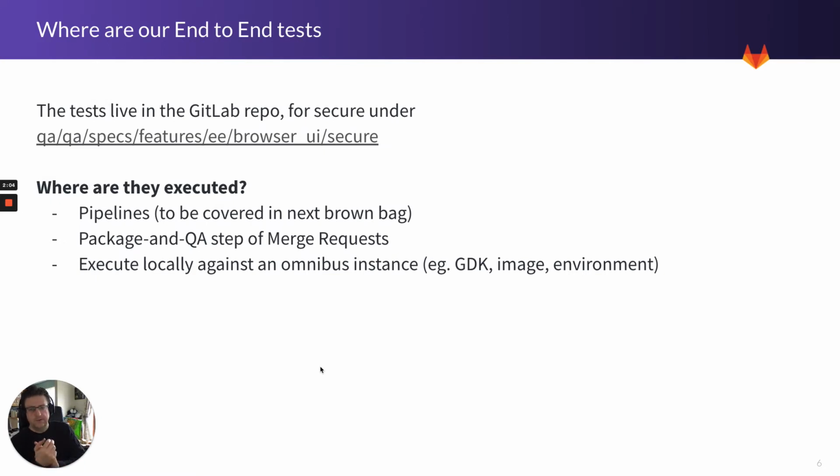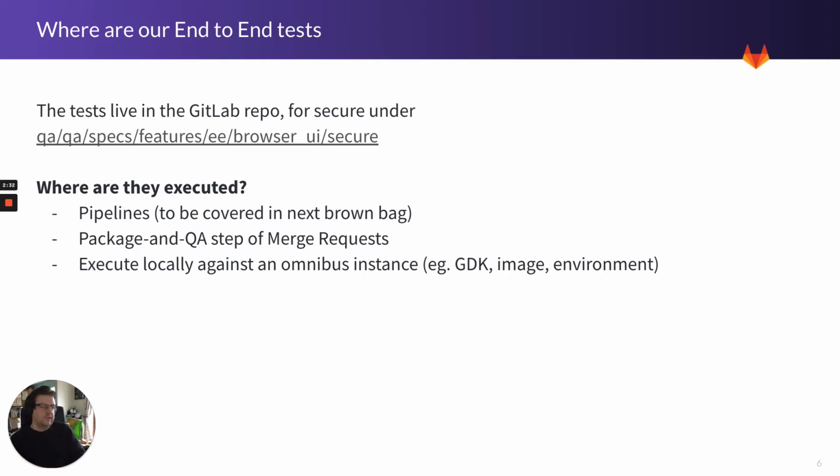Where are our end-to-end tests? Underneath the QA directory, our secure tests live under this path: QA specs, features, EE versus UI secure. Under the QA directory, we also have page functions, which we'll touch upon soon, and pre-populated reports that we use for secure. And where are they executed?